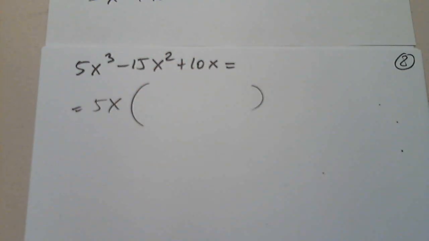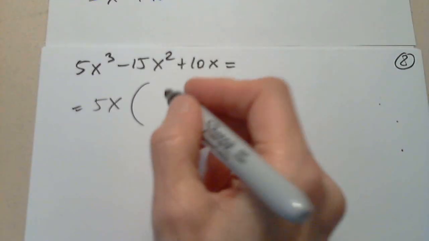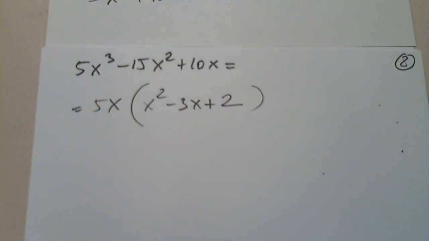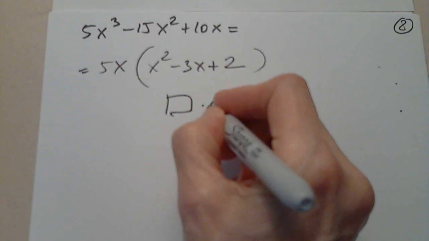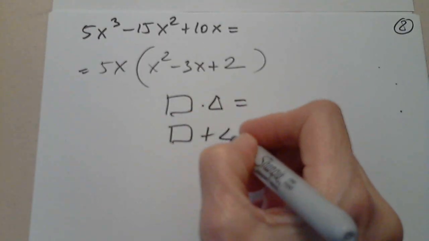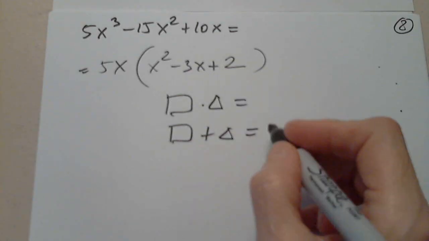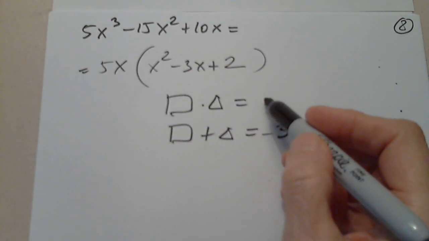What is left in parentheses? Remember, we started with a trinomial. We have to have a trinomial in parentheses. X squared minus 3x plus 2. Good. Perfect. So now, remember, we are looking for two numbers whose product is and whose sum is. Both are negative. The sum is -3, and the product is 2.